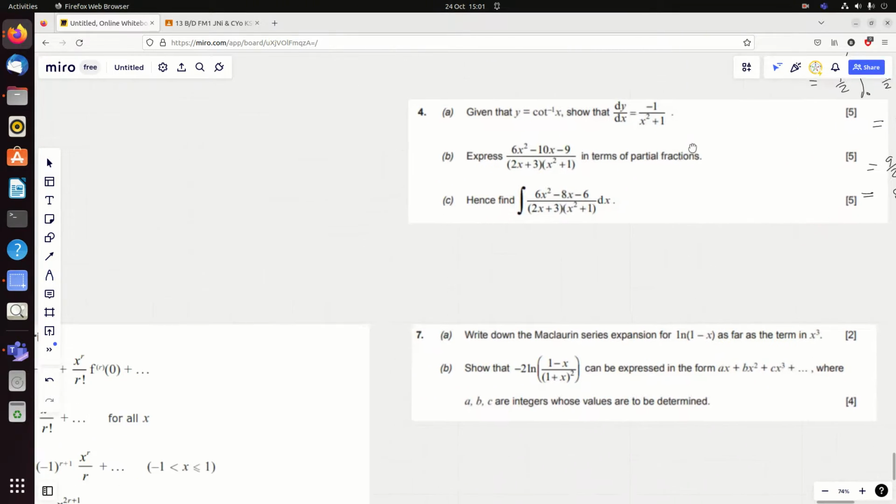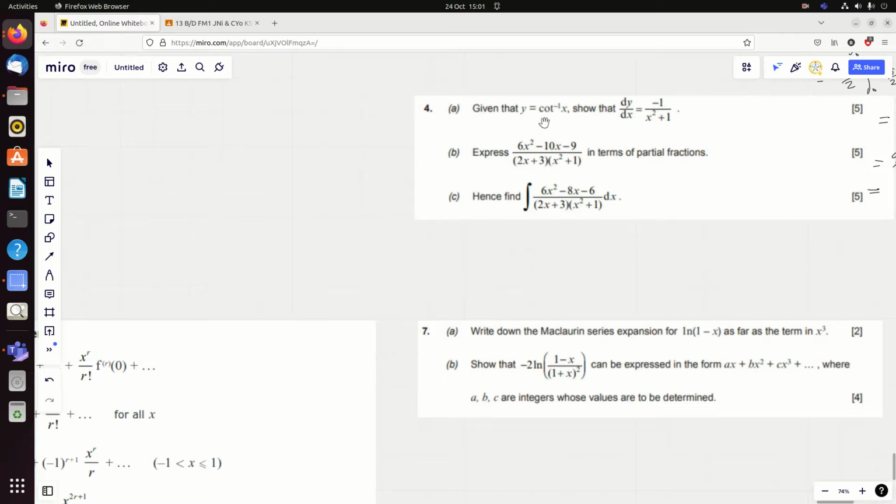What about number 4? Given that y equals inverse cot of x, show that dy by dx is minus 1 over x squared plus 1. So we can't use chain rule or anything like that here. We've got to do this a long way and say initially, cot y equals x. So dx by dy is, now cot differentiates to minus cosec squared y, and therefore dy by dx is going to be minus 1 over cosec squared y.